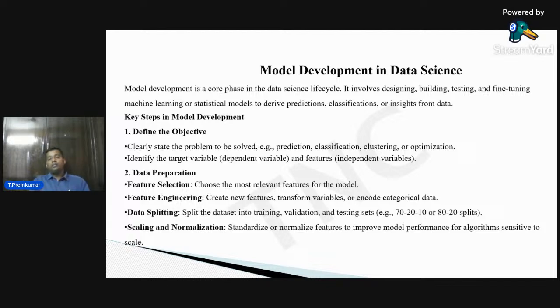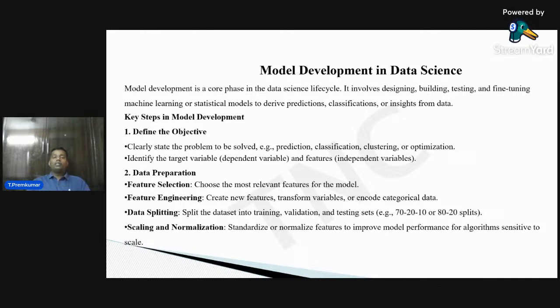And the next one we have is model development in data science. Model development is a core process as well as a phase in the data science life cycle. It involves designing, building, testing, and fine-tuning machine learning or statistical models to derive predictions, classifications, or insights from the data. Generally, modeling means designing, giving an outline of a process or a model.